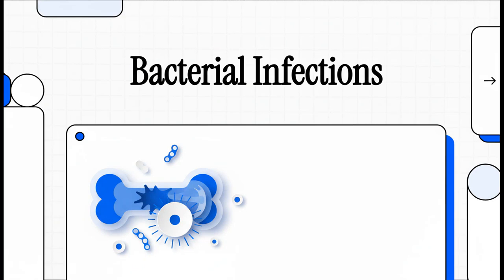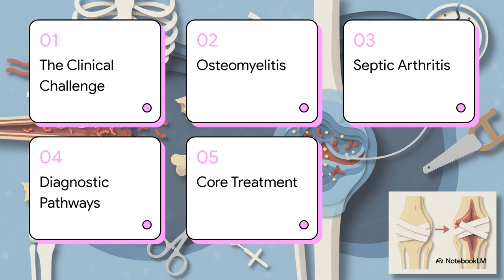All right, welcome. Today, we're diving into a really critical topic in orthopedics, bacterial infections of bones and joints. Now, this is one of those areas where getting it right is absolutely crucial. A misstep here can have devastating consequences, but a sharp diagnosis, well, you could save a limb, maybe even a life. So here's how we're going to break this down.